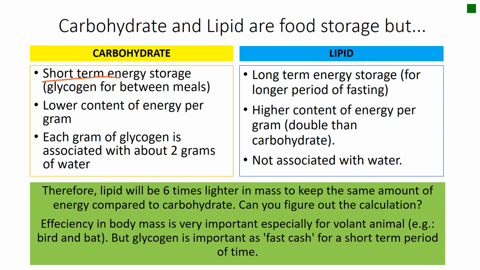So if you have quite a lot of breakfast, the extra sugar will be stored as glycogen in your muscle, and then that glycogen can be easily broken down between those two times of breakfast and lunch to be used for your cell respiration. However, lipid is a long-term energy storage.